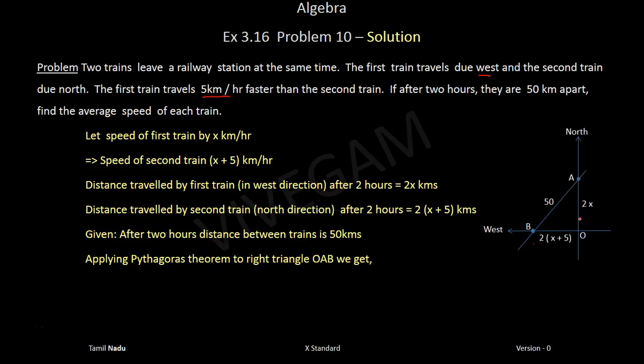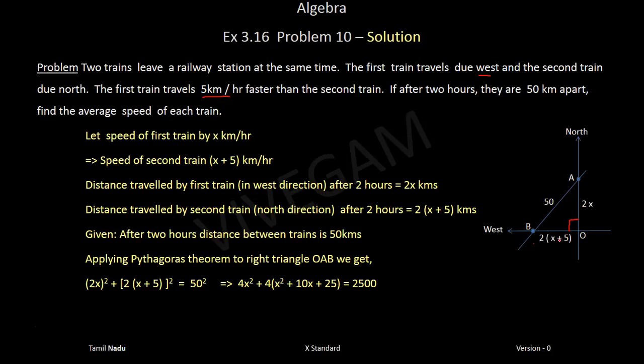But if you see, this is a right triangle because the angle between the west and the north is 90 degrees. And 2 sides are given and the hypotenuse is also given. So which means we can apply Pythagoras theorem for the right triangle OAB. When you apply, what will you get?